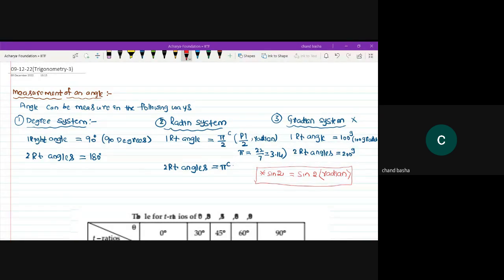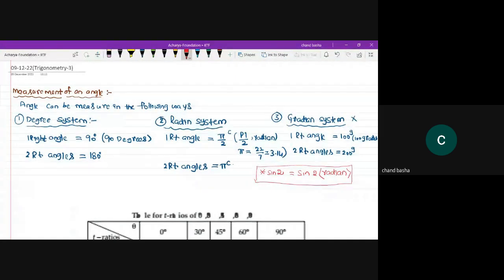And next point is the continuation of this. What I have given, 3 points: degree system, radian system, gradient system. These are the 3 points that I have discussed. And one important point to be noted here: suppose the units are not given to you, then this can be considered as radian. Whenever pi value is given, the approximate value, we are going to consider as 22 divided by 7. This is the point that you have to remember.